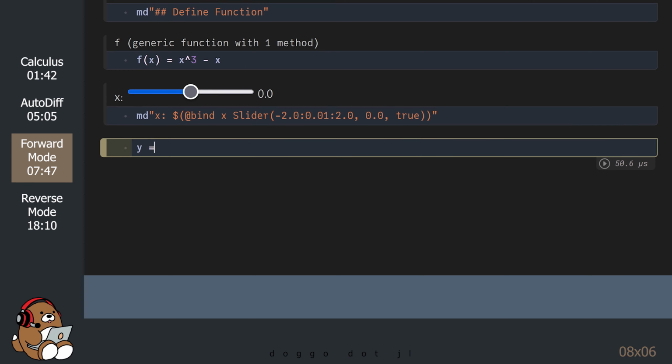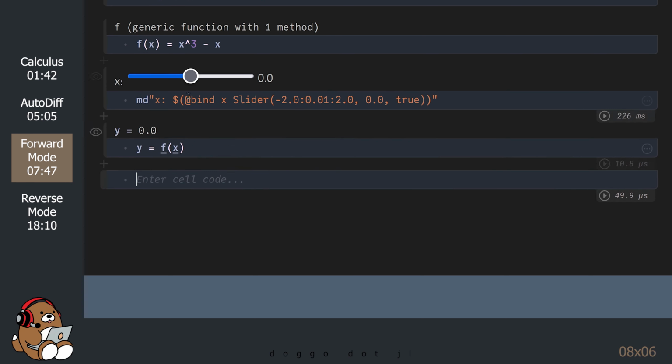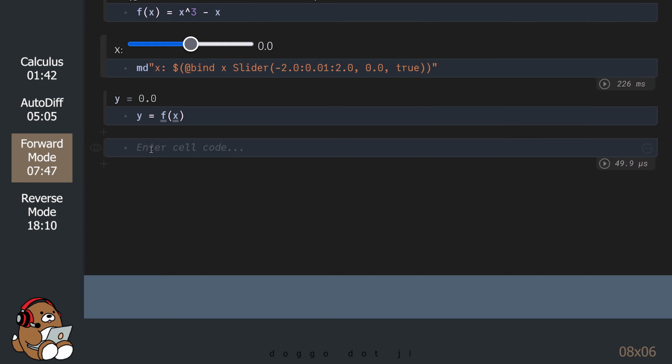So for any value of x, we can calculate the value of f of x, which I'm assigning to the variable y. Next, let's find the derivative of the function f of x.